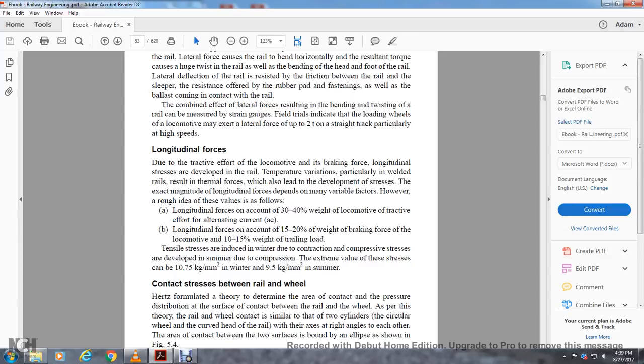Longitudinal forces account for 30 to 40% of the weight of the locomotive for the tractive effort, 15 to 20% of the weight of the locomotive for the braking force, and 10 to 15% of the weight of the trailing load. Tensile stresses will develop in winter due to contraction, and compressive stresses develop in summer due to expansion. The stress can be taken as 10.75 kilograms per millimeter squared in winter and 9.5 kilograms per millimeter squared in summer.